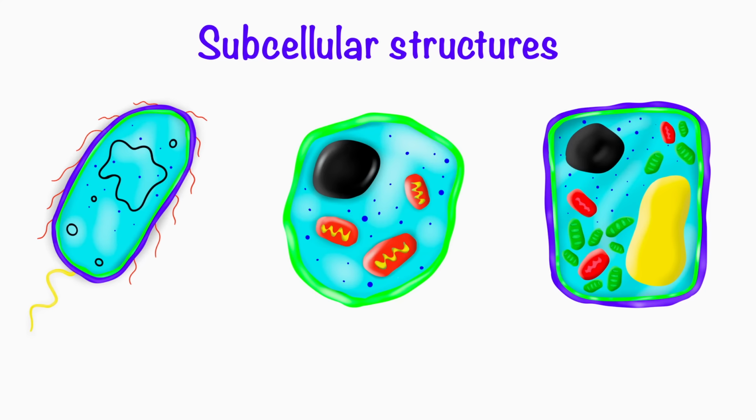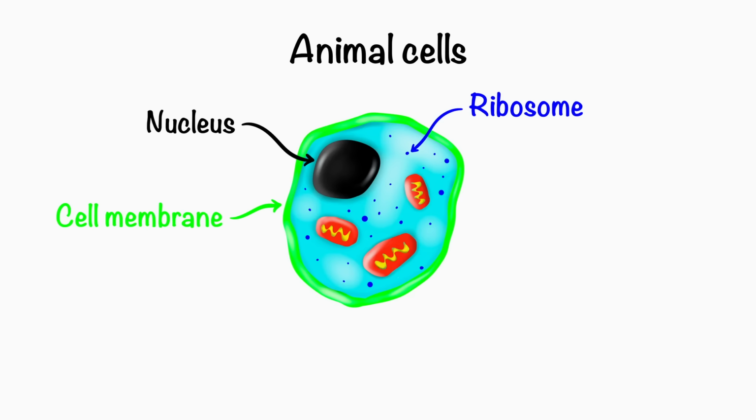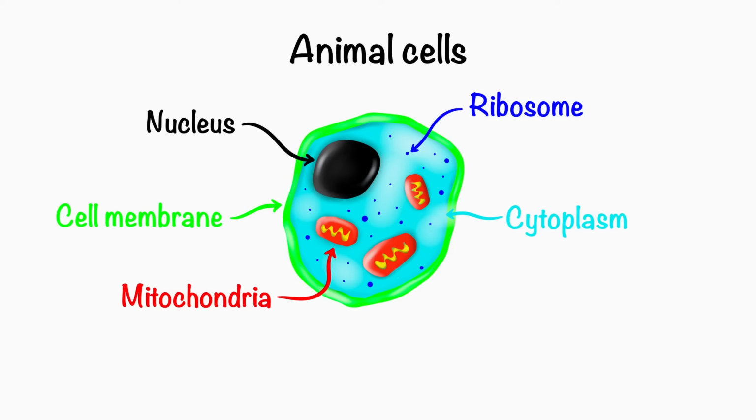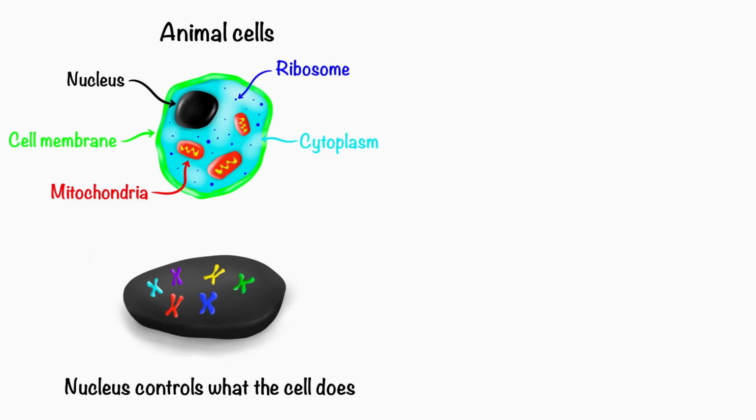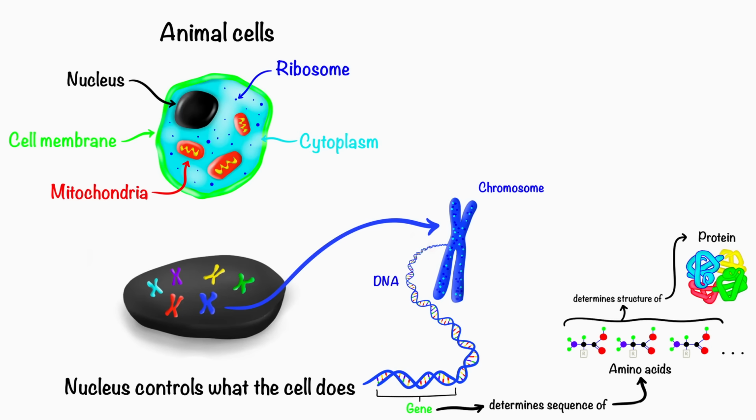Next, let's talk about their subcellular structures and their functions, starting with animal cells. Key subcellular components found within a typical animal cell include a nucleus, ribosomes, cell membrane, cytoplasm, and mitochondria. Let's dive in and learn more about the functions of each of these. The nucleus controls what the cell does. It contains the DNA, which gives instructions for which things to make, and therefore which characteristics to express.